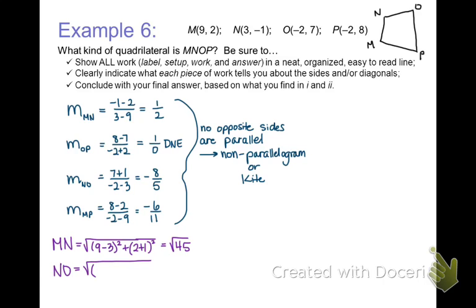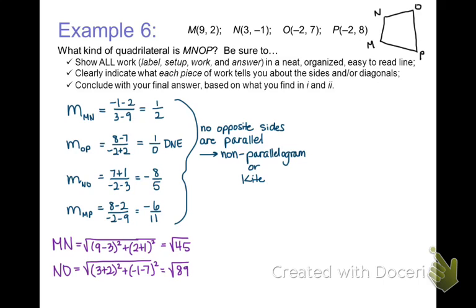So when we do NO, we get 3 minus a negative, so plus 2, squared, negative 1 minus 7 squared. Do the math. So 3 plus 2 is 5. Square it. 25. Hold that. Negative 1 minus 7. Square that. So what is 64 plus 25? 89. Very good.